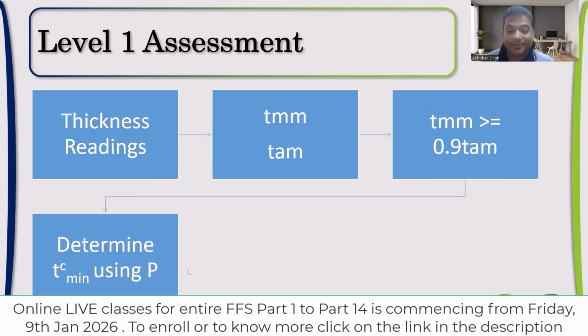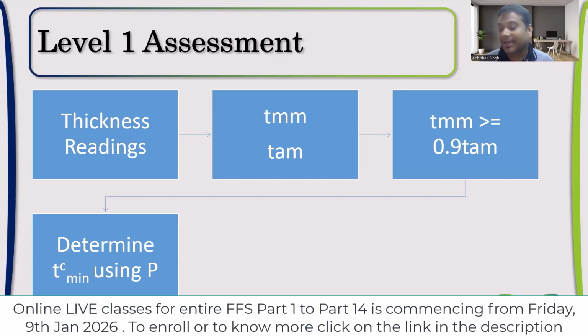Okay, great. So once this criteria is qualified, like my TMM is more than 0.9 times the average thickness, that means it is a general metal loss. I'll try to calculate the minimum thickness by using pressure. For a cylindrical shell, it is a very simple calculation which we use: PR divided by SE minus 0.6P, if I'm following Section 8 Division 1.